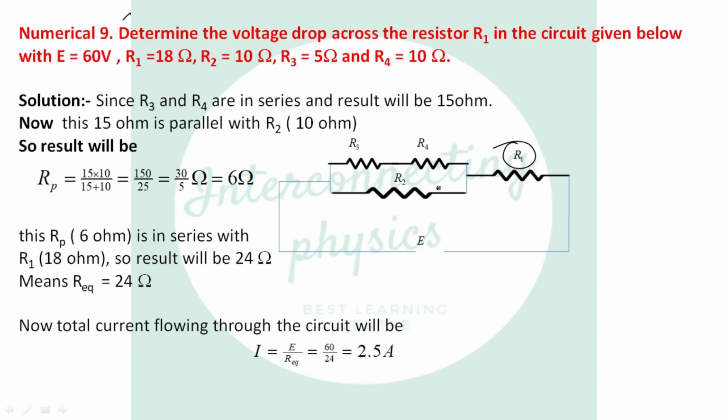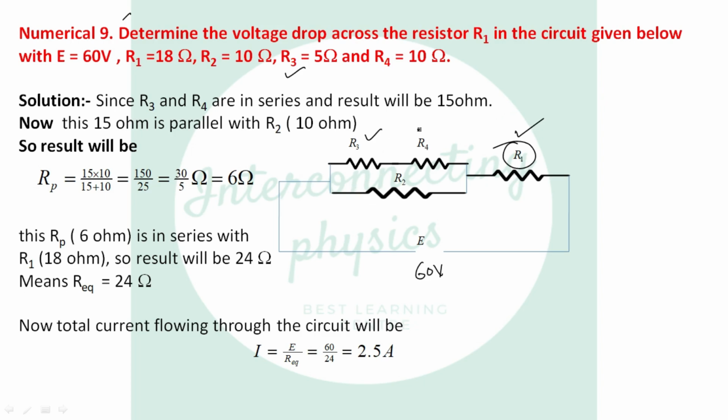In the circuit, E is equal to 60 volt, and R3, R4, R2, R1 are given here. So we have to calculate the potential drop across R1. Now, in a series combination, potential gets divided. So first of all, let us calculate the equivalent resistance.